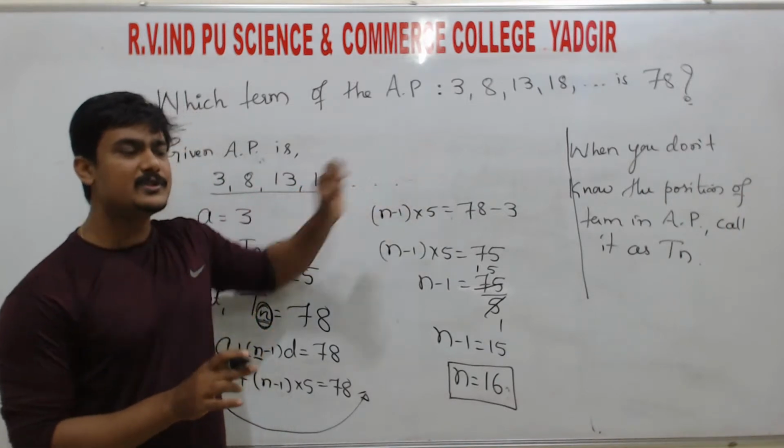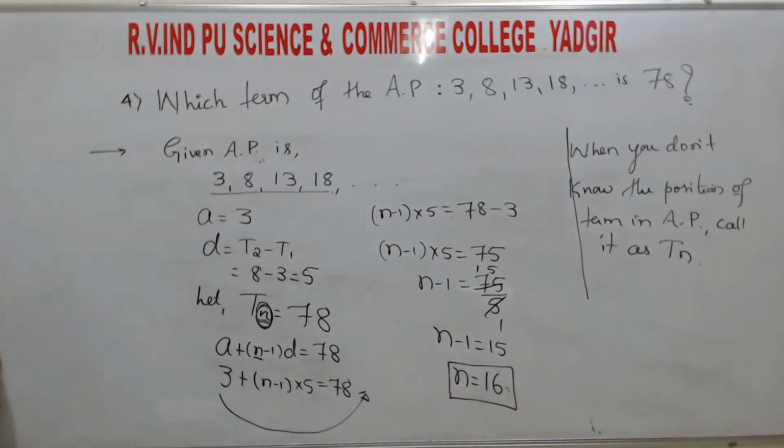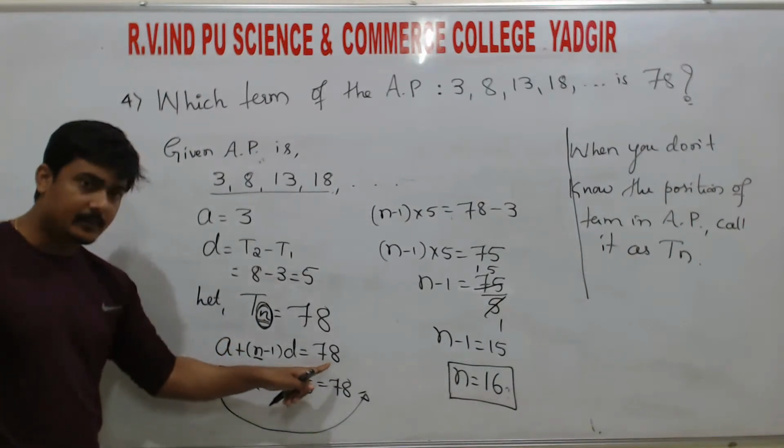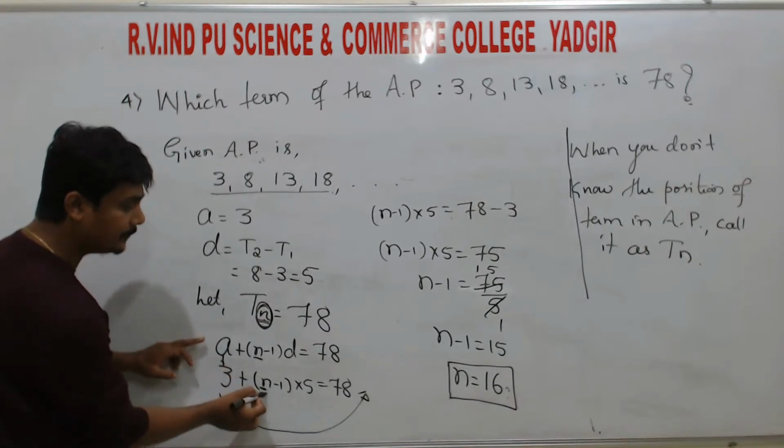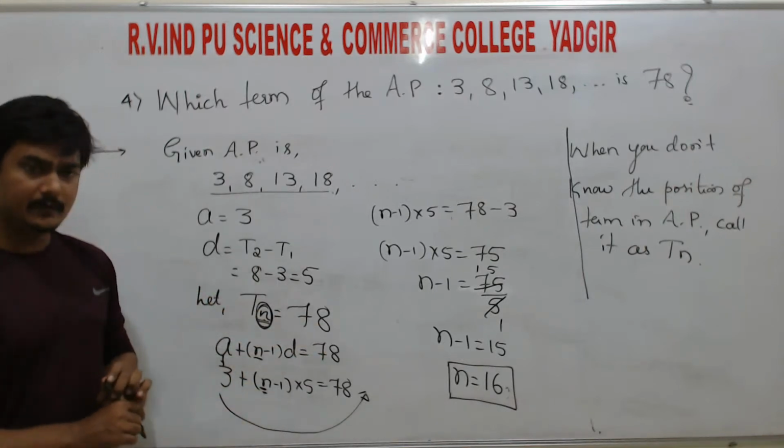Whenever you do not know the position of any term, first what you need to do is take it as what, students? You need to take it as Tn. So since I do not know the position of the term 78, I have taken it as Tn. So Tn will be equal to 78 according to the nth term formula. Tn is nothing but a plus n minus 1 into d, which is 78. You know the a value, put it. You need to compute the n value. So you get n equal to 16.